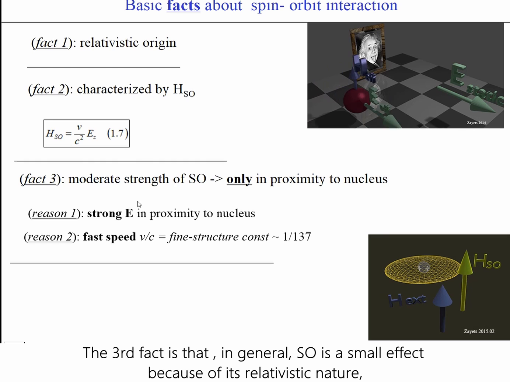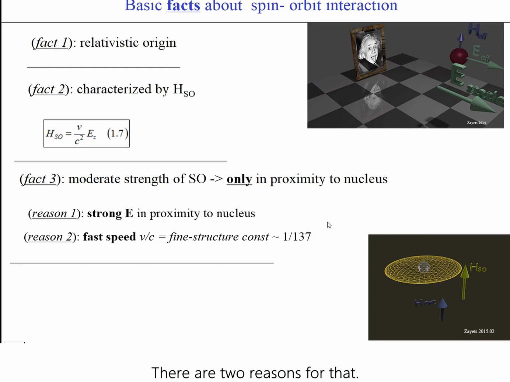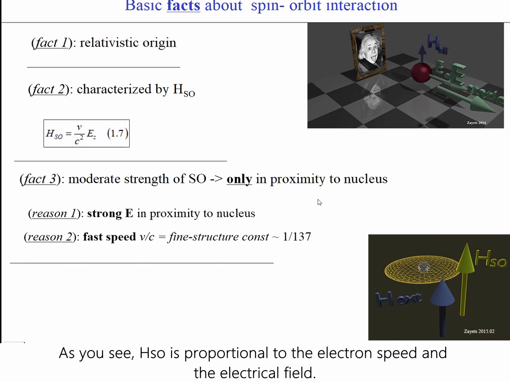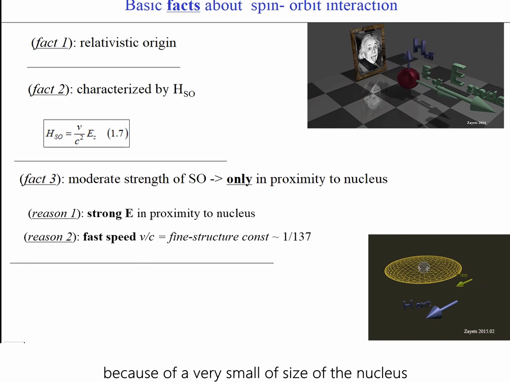The third fact is that in general spin-orbit interaction is a small effect because of its relativistic nature and can be substantial only in proximity of atomic nucleus. There are two reasons for that. As you can see, magnetic field of spin-orbit interaction is proportional to electron speed and electrical field. Therefore, the first reason is that the electric field is very large in proximity of atomic nucleus because of very small size of the nucleus.